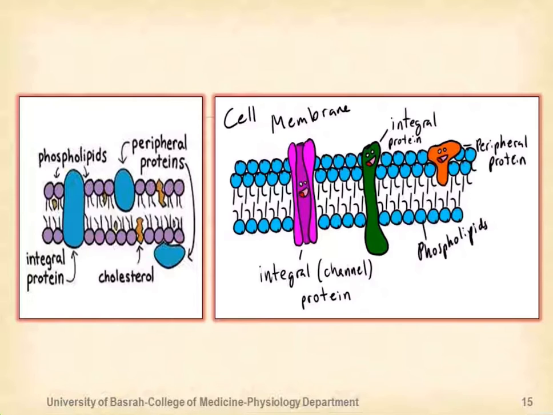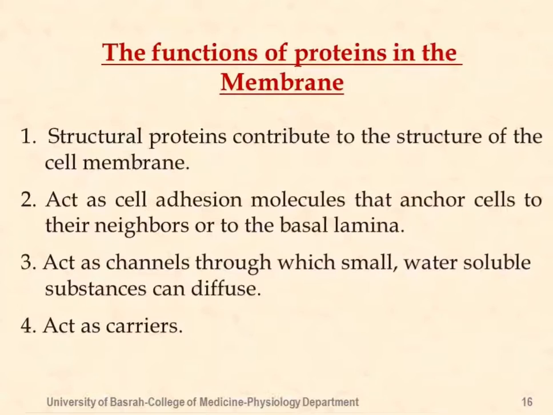This is a picture that shows us the composition of the cell membrane and their situations. Now, the functions of proteins in the membrane. First of all, the structural proteins contribute to the structure of the cell membrane. It is the basic unit for the cell membrane, building up the cell membrane. Act as cell adhesion molecules that anchor the cells to their neighboring cells or the basal lamina. طبعا عادة يعني just like we call it the communications between the cell membranes.